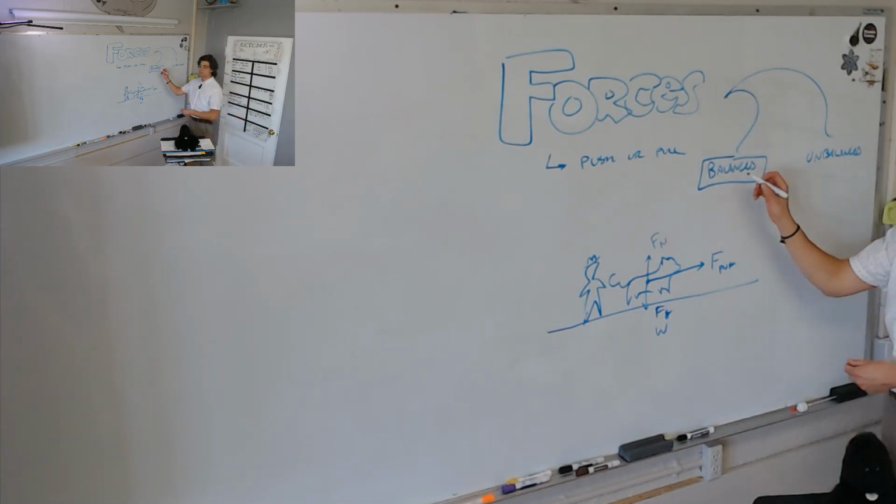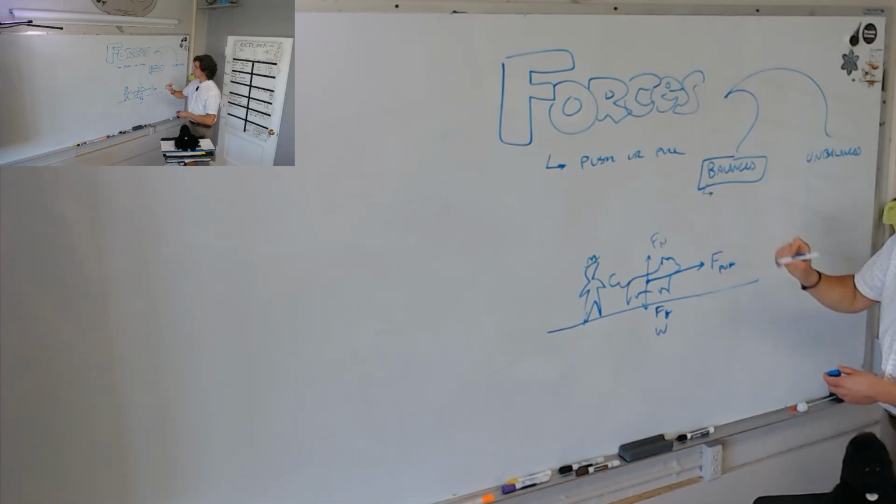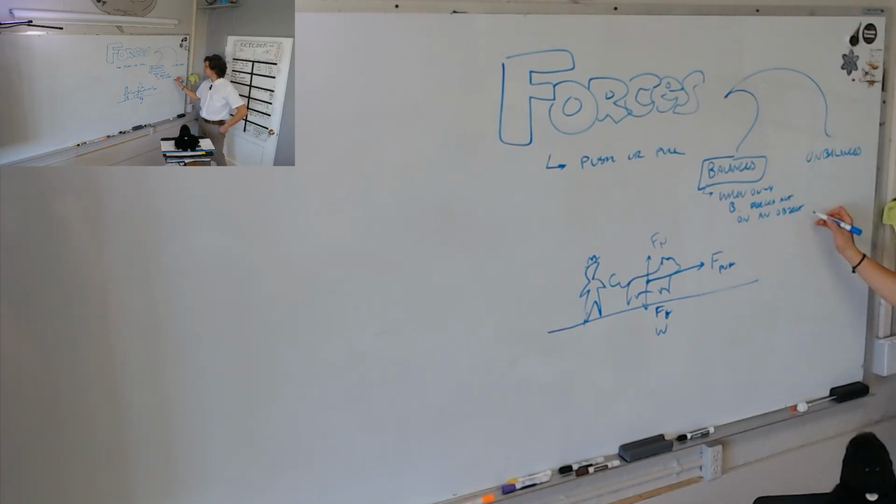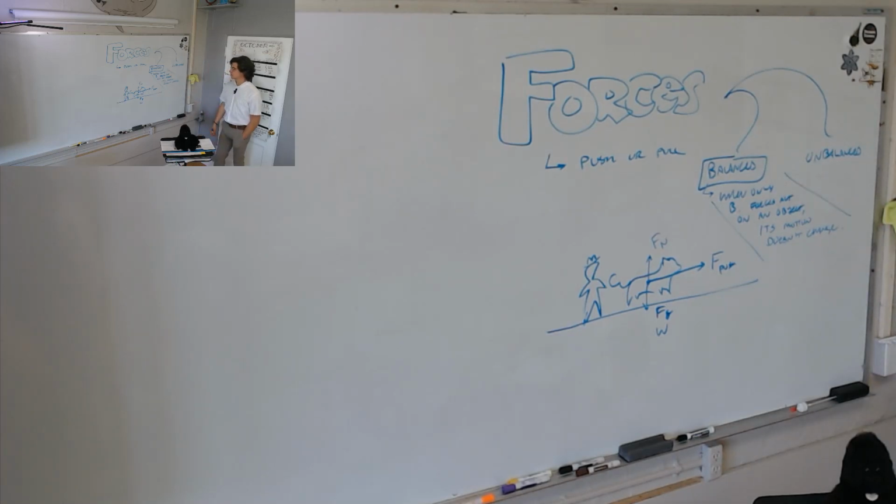So in the case of balanced forces, what could we say is true of balanced forces? When only balanced forces act on an object, what? Not necessarily. That's correct. I wish someone other than Hunter, a junior in high school, had said it, but that is correct. Its motion doesn't change. That's something extremely important for you to write down. When only balanced forces act on an object, its motion doesn't change.